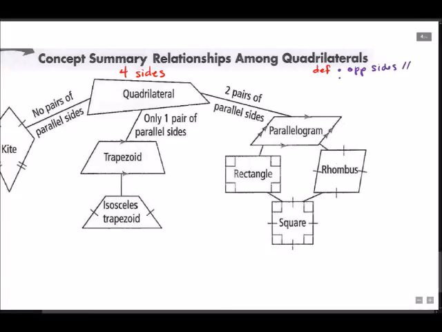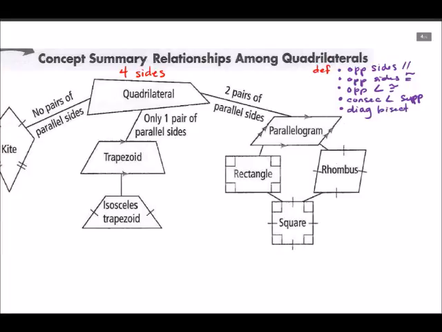What else do we know? We know that opposite sides are congruent. We know that opposite angles are congruent. We know that consecutive angles are supplementary. And we know that the diagonals bisect each other. So that's some good stuff to add to our diagram here. Don't worry, we will get more.